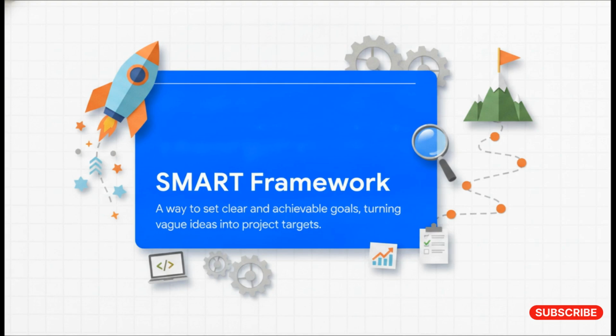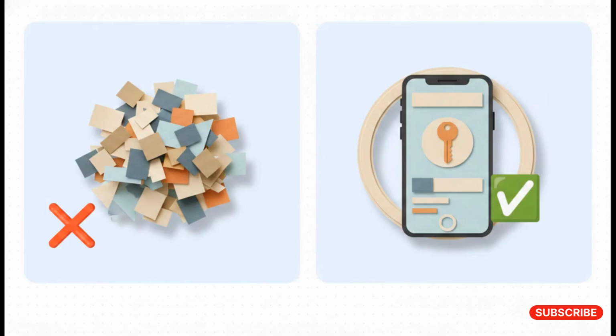Let's break down each letter. Starting with S, specific. Emphasizing clarity and focus is absolutely crucial here. A vague idea sounds something like, improve the app. Well, what does that even mean? Compare that to a SMART goal. Improve the login feature of the mobile app. Boom! Suddenly your developers know exactly where to look.